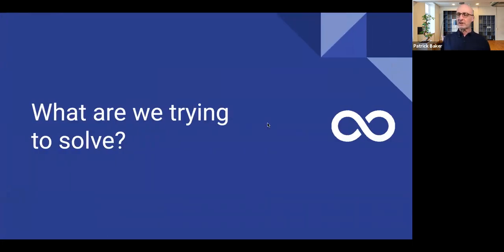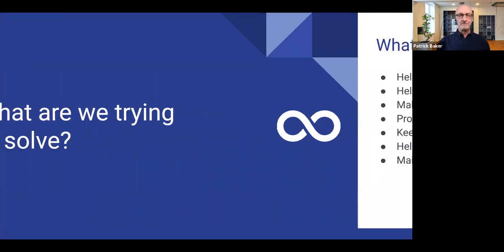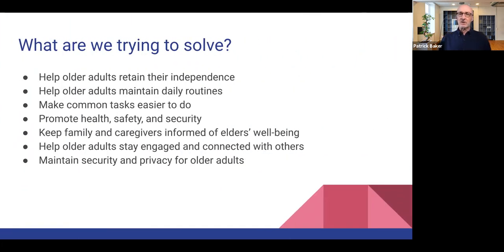So what are we trying to solve by deploying smart technology in our older adults' homes? So first off, probably the main thing and the most important thing is to help our older adult community maintain a sense of independence, the ability to basically have control of their environment and to feel like they are in control of their lives still.